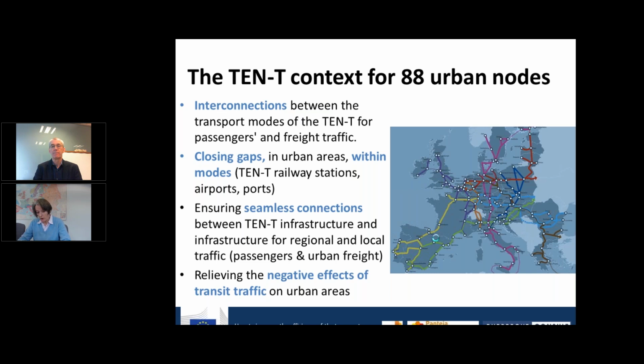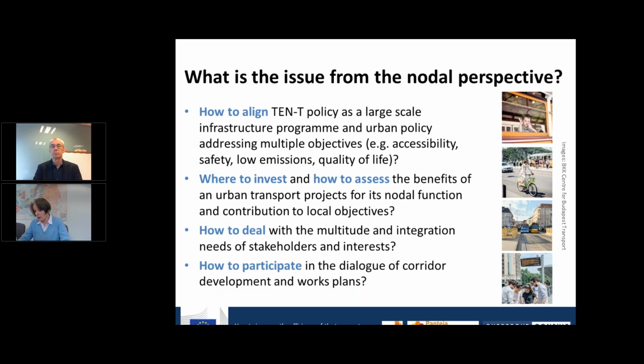They should ensure a seamless connection between the TEN-T infrastructure, so the upper network, and the regional and the local infrastructure, both for passengers and for urban freight. But on the other hand, also the negative effects of transit traffic, which runs through the urban areas, or which runs into urban areas, should be relieved. So this is the background information and the context we have been working in.